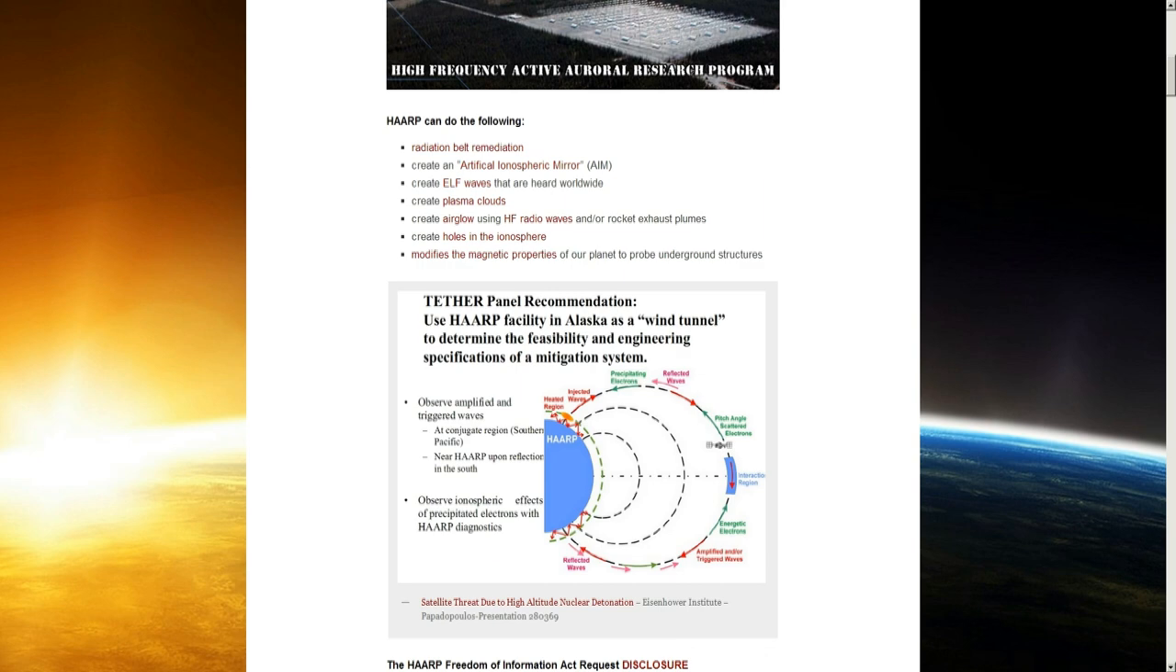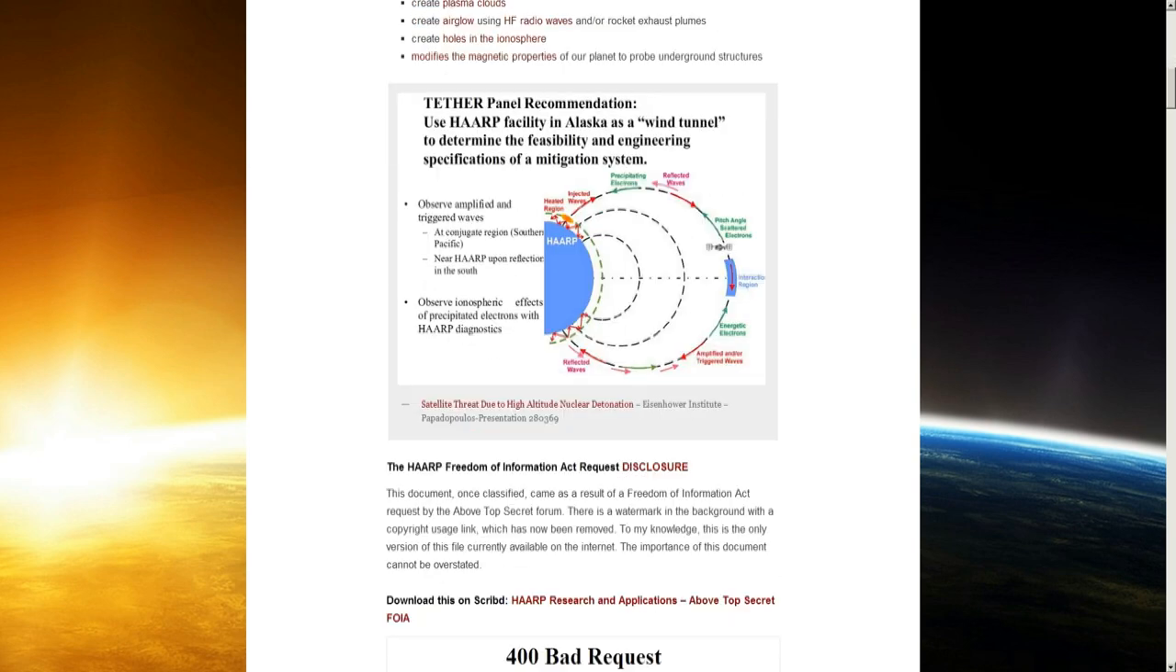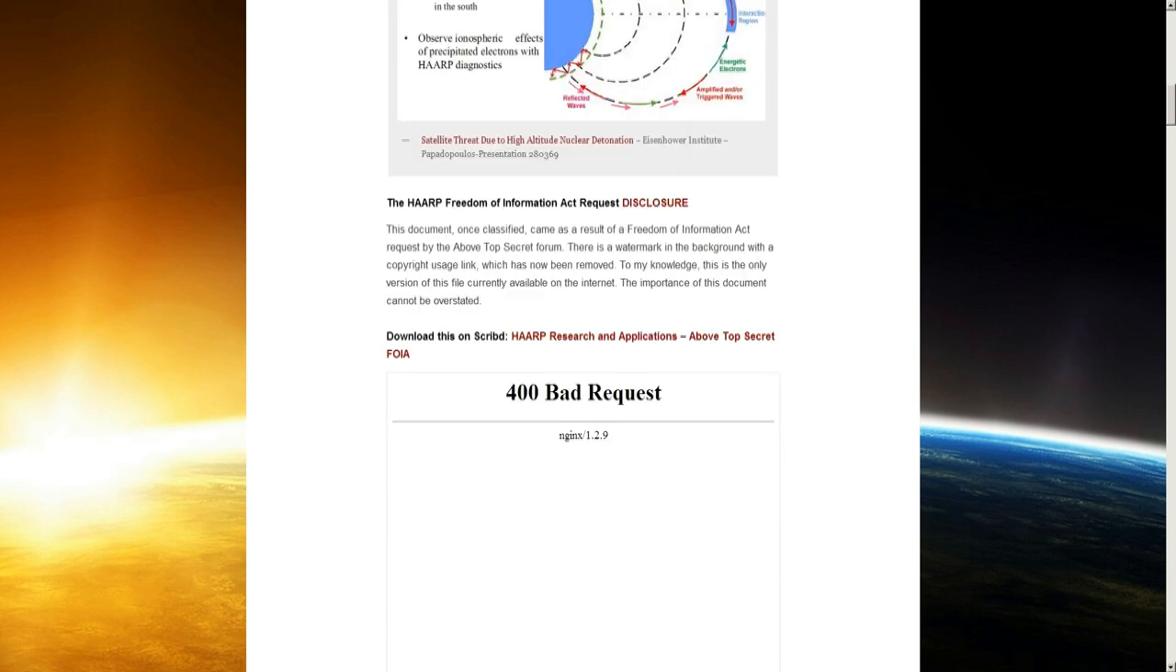And you say, why? Well, the original proposals that I've been able to find go back to the satellite threat due to high altitude nuclear detonation, Eisenhower Institute Papadopoulos presentation, and in that you can see the tether panel recommendation: use HAARP facility in Alaska as a wind tunnel to determine the feasibility and engineering specifications of a mitigation system for radiation in the atmosphere. And then they show how it would work. So this was called a wind tunnel for radiation.